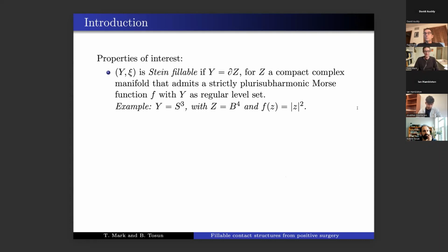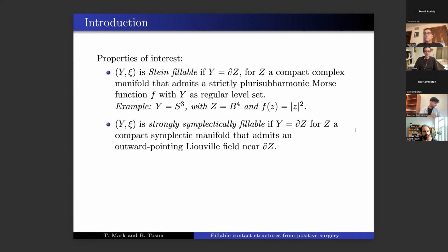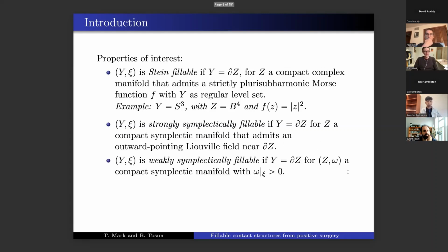So the three sphere is Stein filled by the four ball. But more generally, you could talk about a strong symplectic filling. That's a compact symplectic four manifold that has a Liouville field near its boundary. I don't really need that concept, so I'm not going to define it. The only version of fillability that we're actually going to focus on is weakly fillable. That means that your three manifold is the boundary of a symplectic four manifold with its symplectic form, a non-degenerate two form. And the condition of weak filling is that restricting the two form to the contact planes, which are oriented, should be non-degenerate, and it should be an area form on the planes.